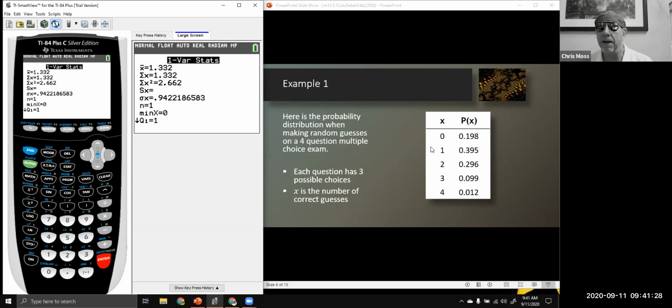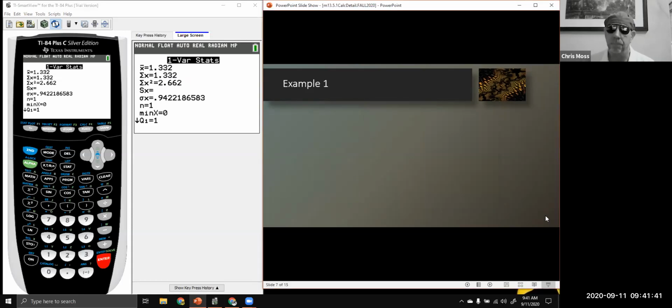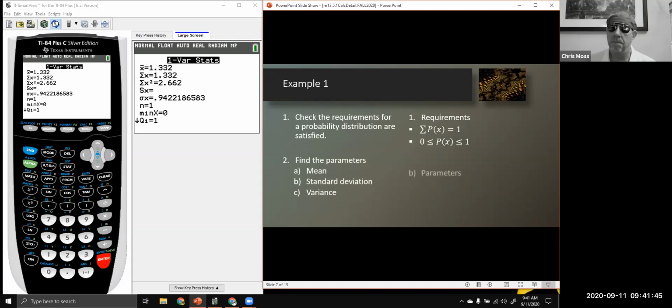So my X values here have no decimal places at all. So using our rounding rule for summary statistics, I'll take one more than my data, the X's. So I'll take one decimal place for each of these numbers. So if I come back over here, the parameters are, we have a mean of 1.3 correct answers every time I go through this guessing process. My standard deviation to one decimal place, 0.9 correct answers.